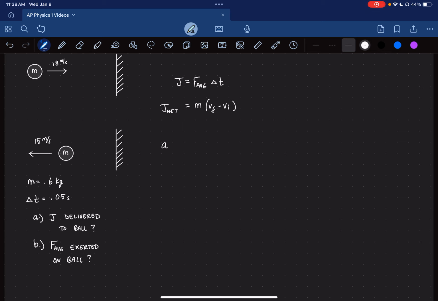So let's do part A. Which equation makes the most sense to use to solve for J? Because both of these equations have J. Let's look at what we have. We have the mass, we have initial velocity, final velocity, and we have time. So just look at your equations, what you have here. We're going to use the second. Net impulse is m(vf minus vi).